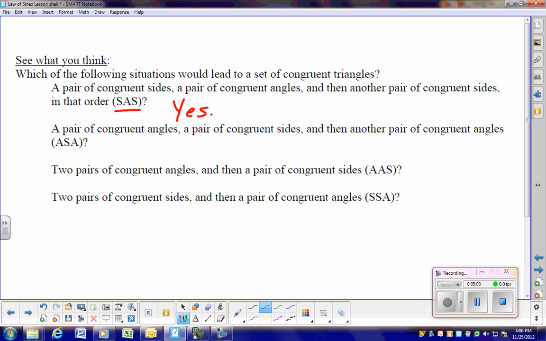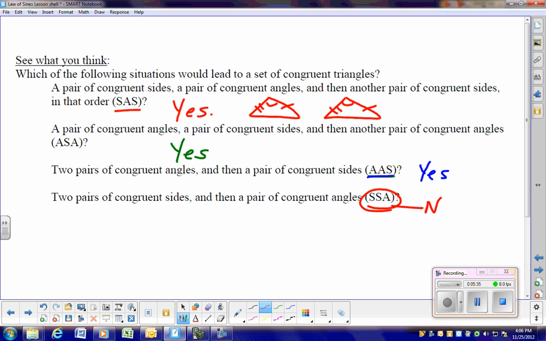And yes, it is. If I know this side and this side are congruent, this side and this side are congruent, and this angle are congruent, that's enough to say that those triangles, the entire shapes, have to match. Then the next one, angle, side, angle. Yes, that is also a congruence theorem. Two pairs of congruent angles and then a pair of congruent sides. Angle, angle, side, in fact, is also a congruence theorem. But this last one, side, side angle, is not a congruence theorem.